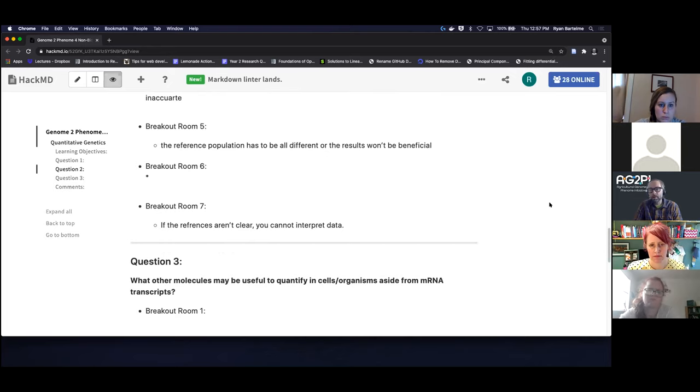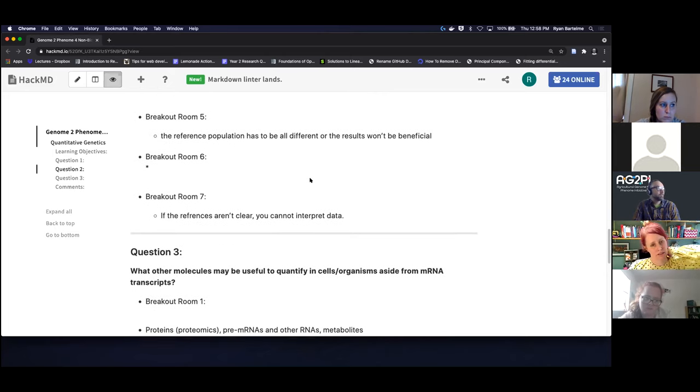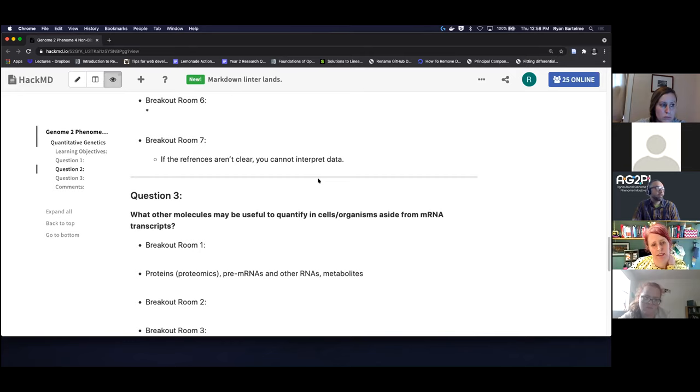Would somebody from room five like to expand on that? If not, I can just keep moving through. Okay. And then breakout room seven said if the references aren't clear, you can't interpret the data.